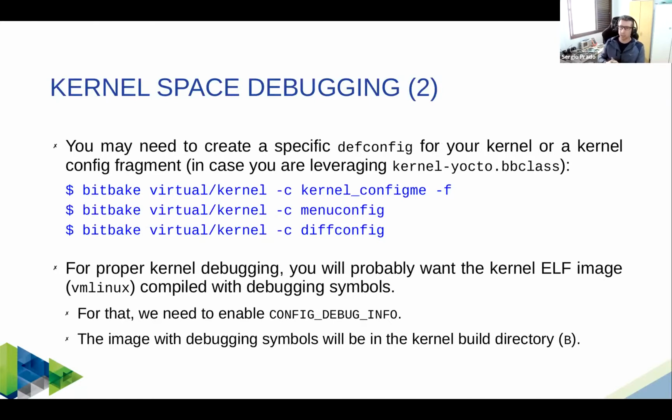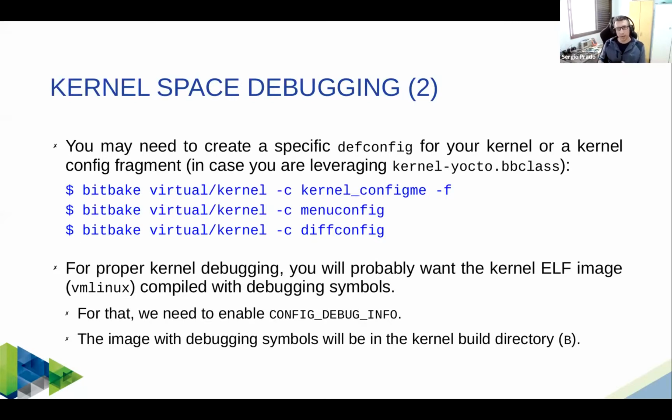So, for example, if you want to debug the kernel, you're going to need to change the configuration. So if you are using the kernel Yocto class, you can generate a kernel config fragment with the debugging options that you can enable when you want to do debugging in the kernel. But you may probably want to disable it for production images.